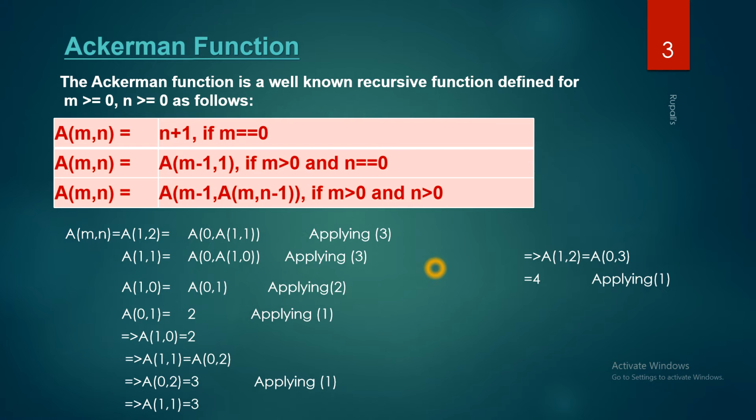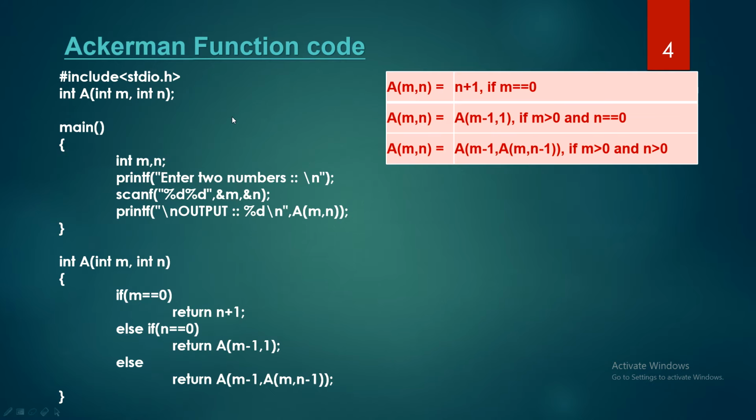Now the programming for the Ackermann function. This is the code for the Ackermann function. These are the rules. Now see, this is our recursive function. You have to pass the values of m and n. If the value of m equals 0, then you have to return n plus 1.